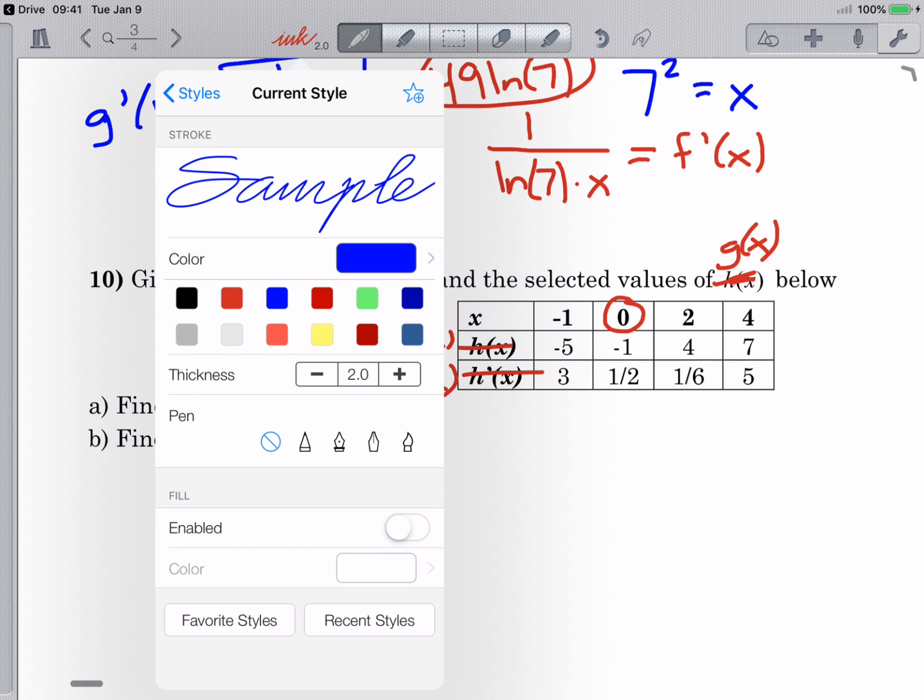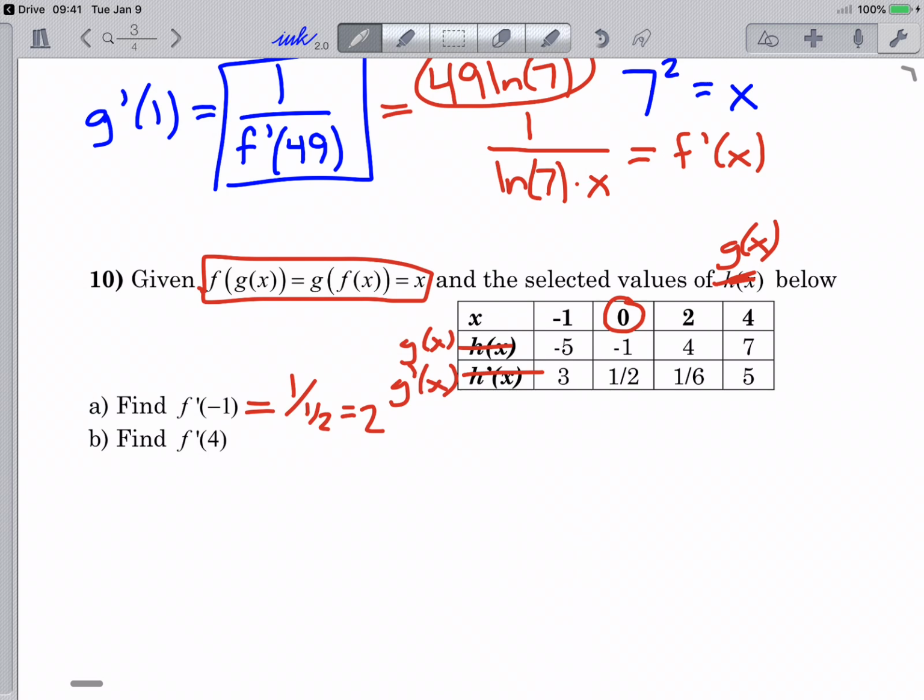Now for the next one, I want to find f prime of 4, so I want to find, where does g equal 4, which is at 2, and I need the derivative there, which is 1/6, and I need to flip it. So I got 1 over 1/6, which equals 6.